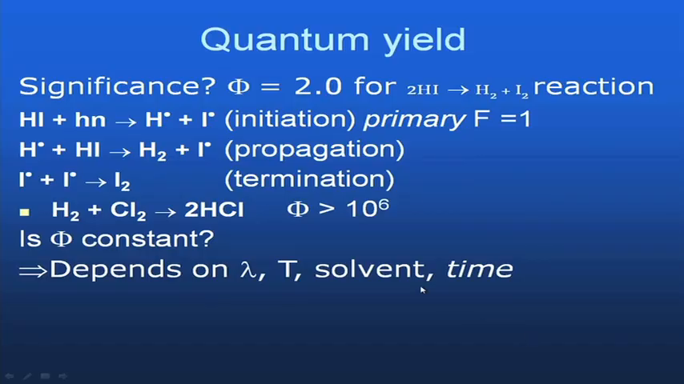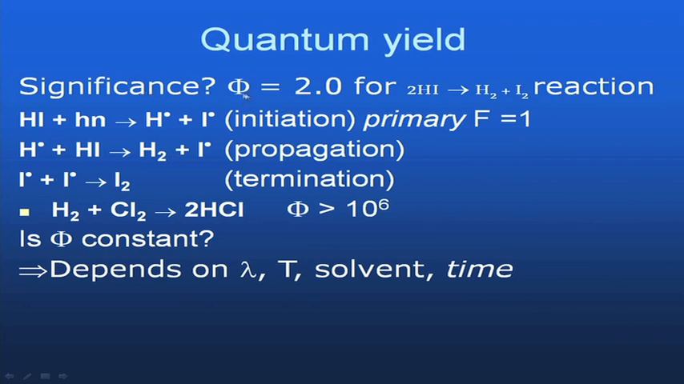What is the significance of quantum yield? Think of the decomposition of 2HI to H2 and I2. So, HI plus h nu will generate H dot and I dot, which is the initiation step. The F here is phi basically; because of some font problem the phi is coming as F. So, phi is equal to 1, that means 1 photon in, 1 molecule broken. That is why phi is 1. Then there is the propagation step and the termination step. So, in this, the primary phi is 1.